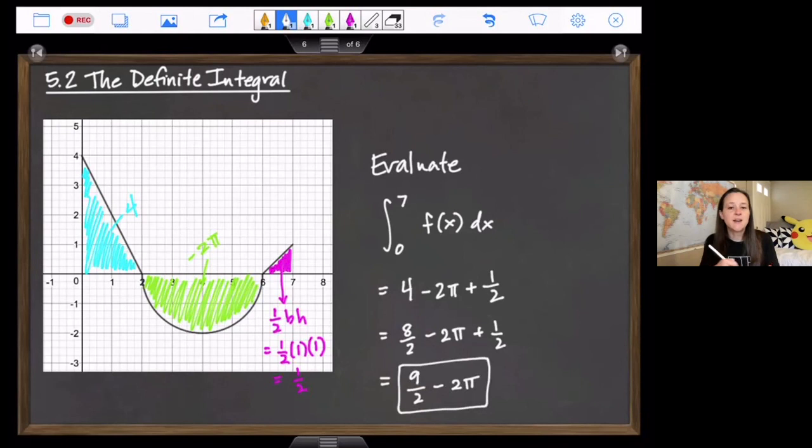If you were to take that 9/2 minus 2 pi onto your calculator and plug it in, you're going to get a negative number. And what that means is that the negative area below the x-axis is more than the pink and the blue areas above the x-axis combined. So definite integrals have a way of canceling out areas that are above and below the x-axis. This is something that we need to keep in mind about the definite integral going forward.